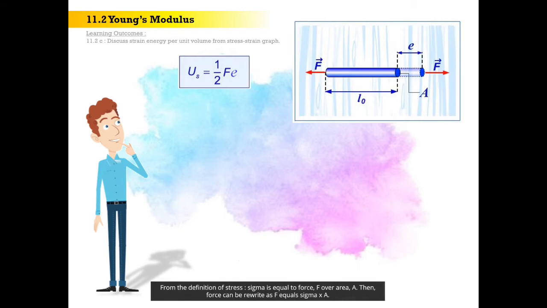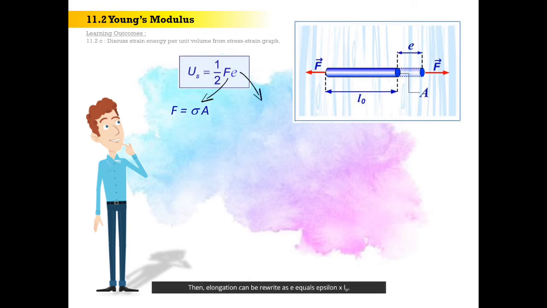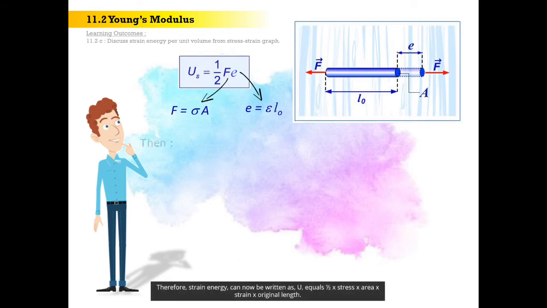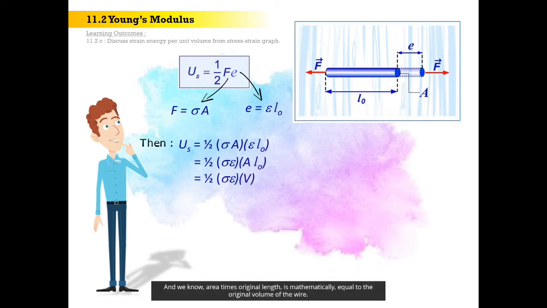From the definition of stress, sigma is equal to force F over area A. Then, force can be rewritten as F equals sigma times A. In the same way, from the definition of strain, epsilon is equal to elongation e over original length L naught. Then, elongation can be rewritten as e equals epsilon times L naught. Therefore, strain energy can now be written as U equals half times stress times area times strain times original length. And we know area times original length is mathematically equal to the original volume of the wire.